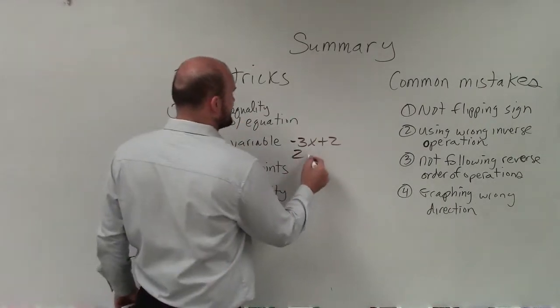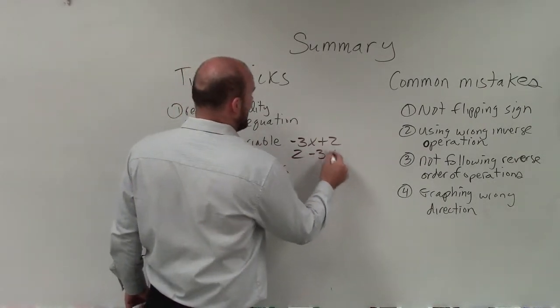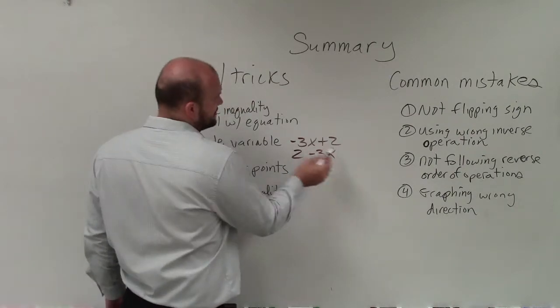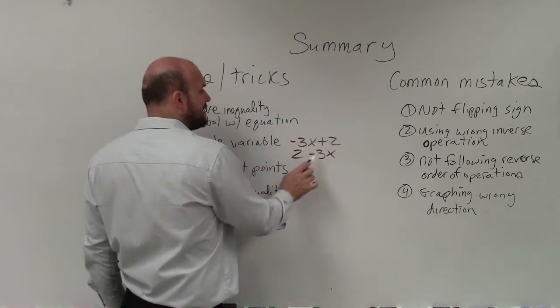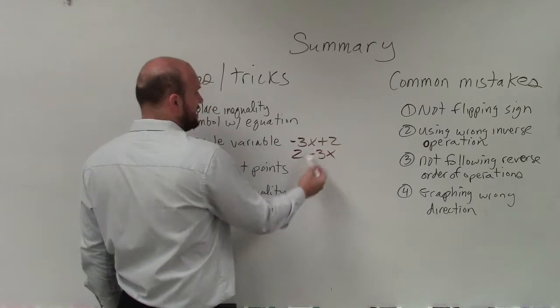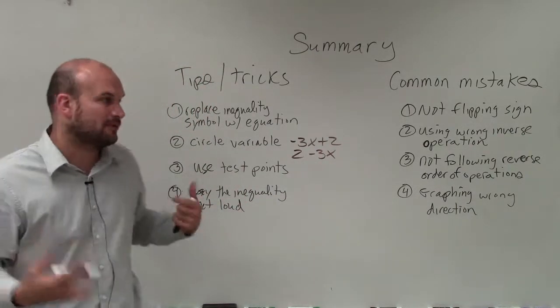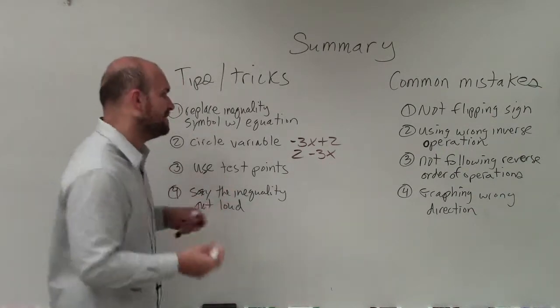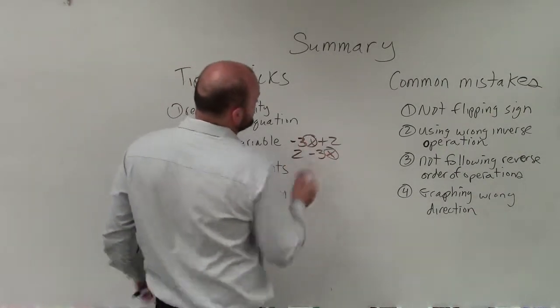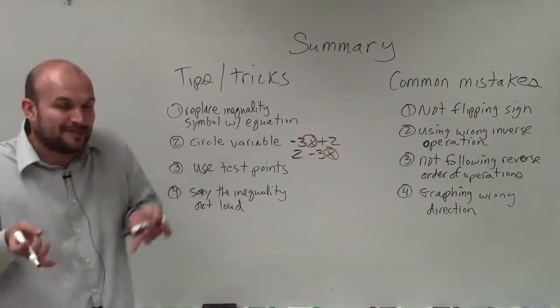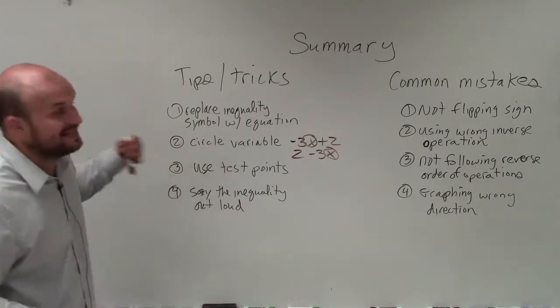So if I rewrite this as 2 minus 3x, well, first of all, you can see that I'm adding the 2, and then I'm multiplying by a negative 3. So a lot of times rewriting it in different formats will allow you to identify the operations easier. And that's also helpful when you just circle the variable. Then you say, all right, what is happening to my variable that I need to undo?